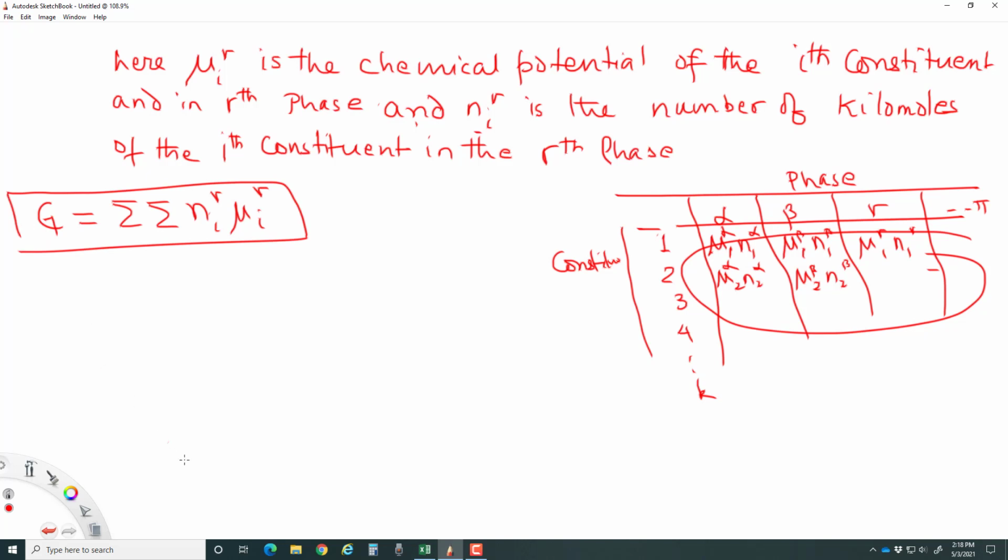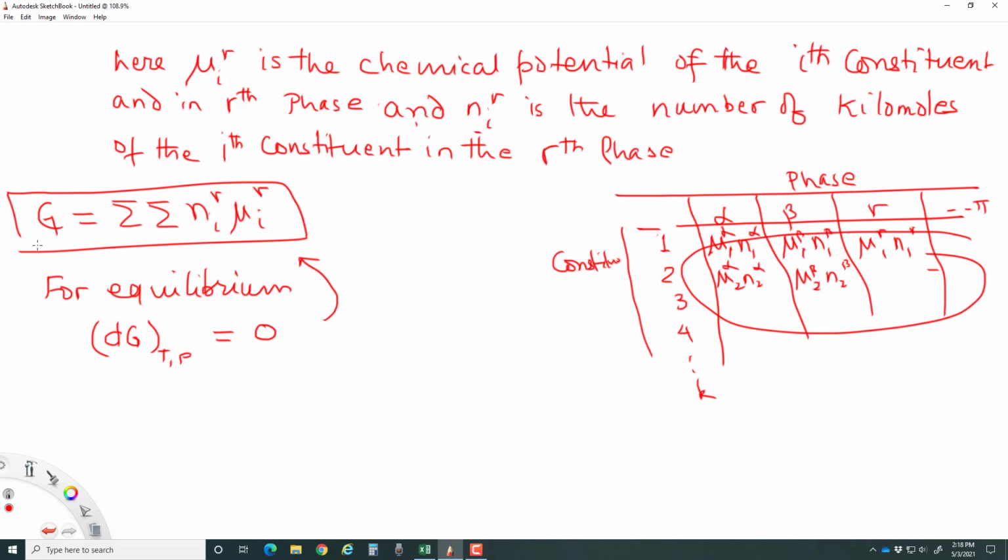So when the system reaches equilibrium, we saw that this dG, keeping temperature and pressure constant, would be 0. So that means we can apply that to our Gibbs function.